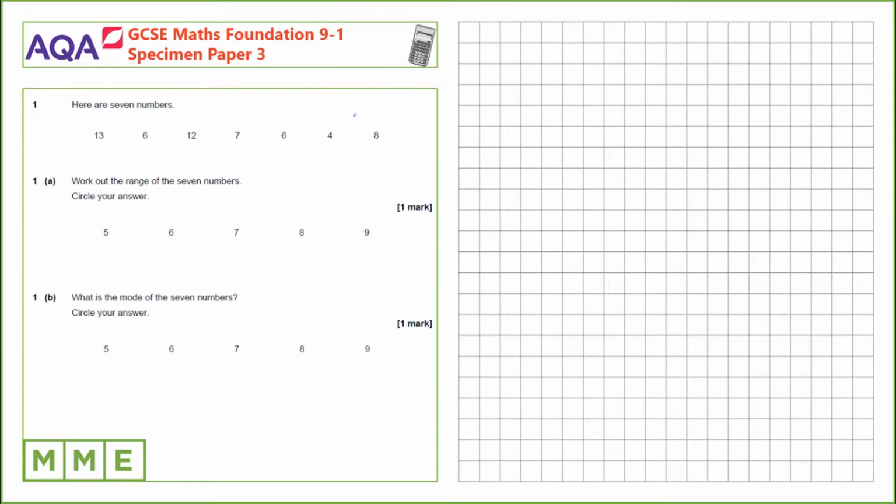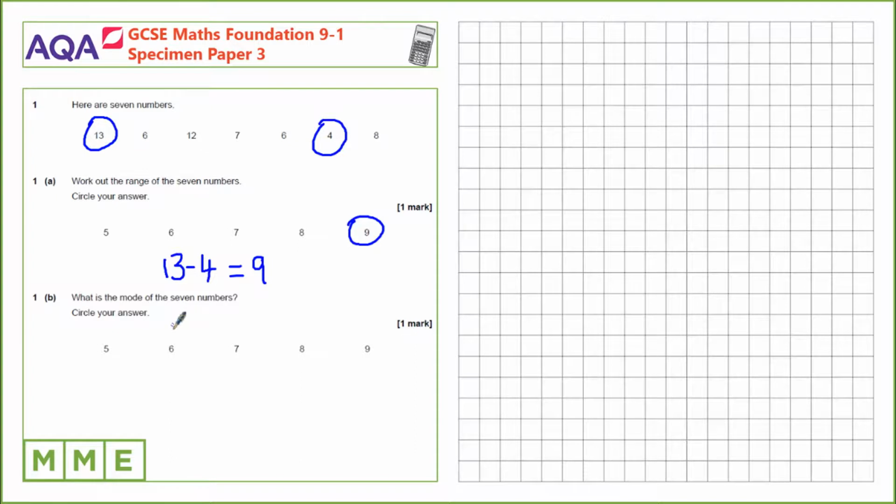Question 1. Here are 7 numbers. Work out the range of the 7 numbers. Circle your answer. For the range of some numbers, we need to look for the highest number, that's 13, and look for the lowest number, that's 4. So the range is the highest take away the smallest, which gives us 9.